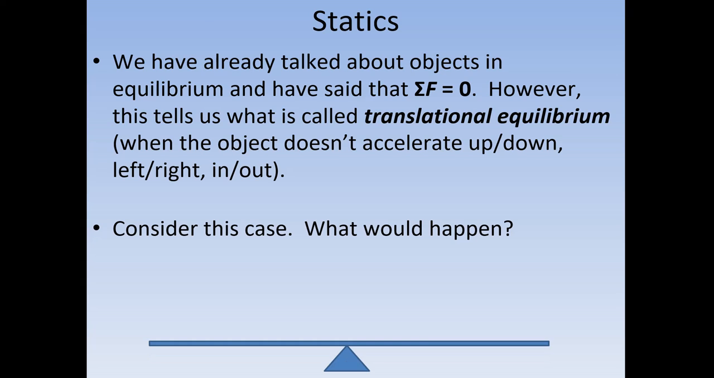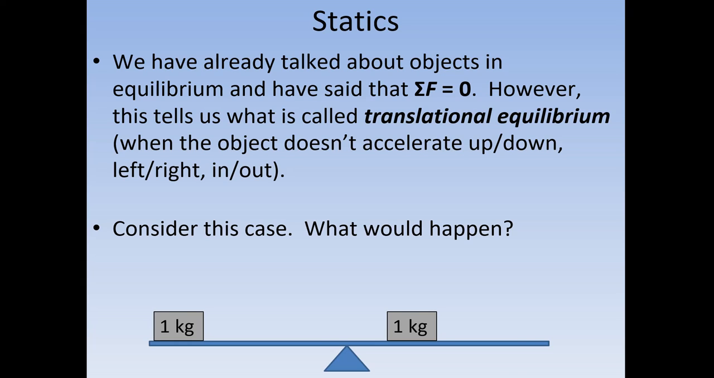Now, what about in this case? So I have a seesaw. I have a mass on one end and a mass on another. And I can ask you, would this be in equilibrium? Would this be something where it would stay balanced?